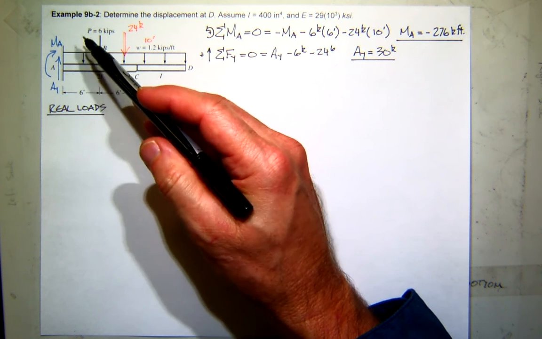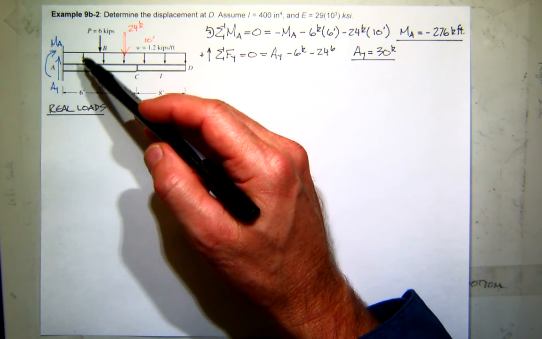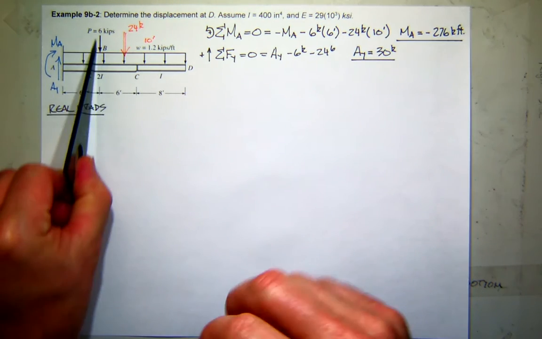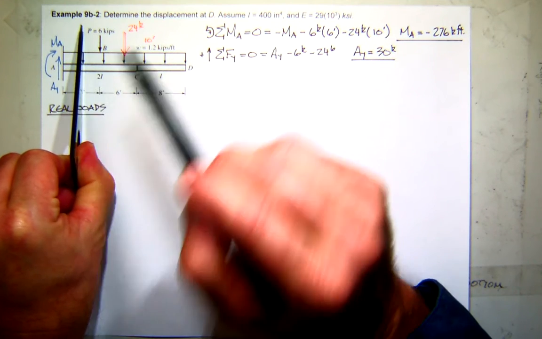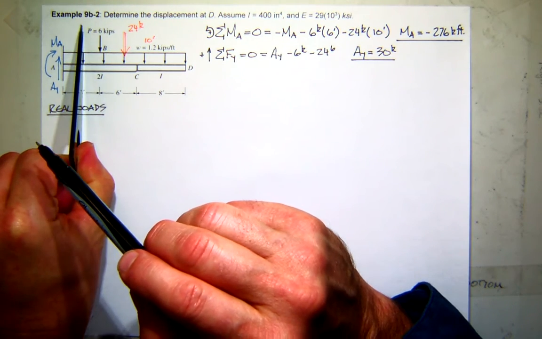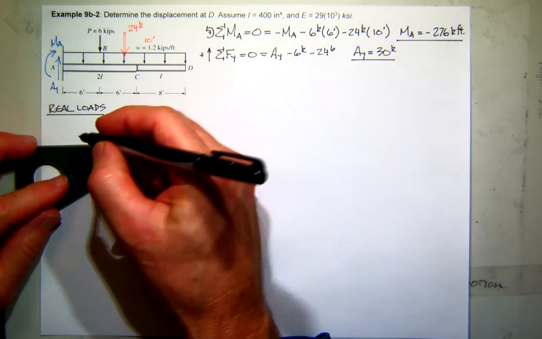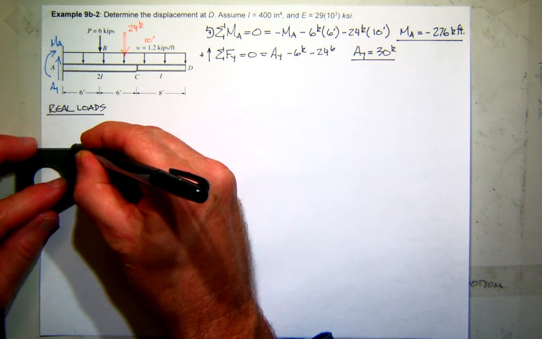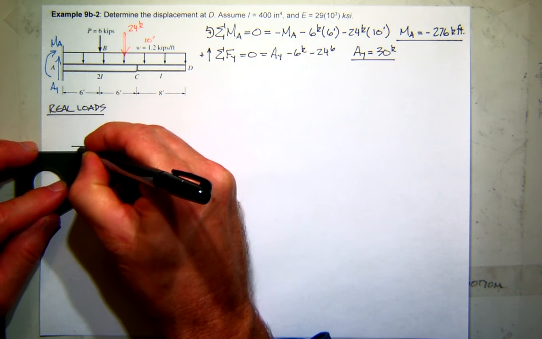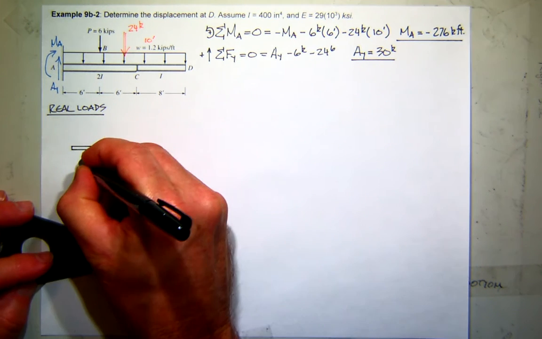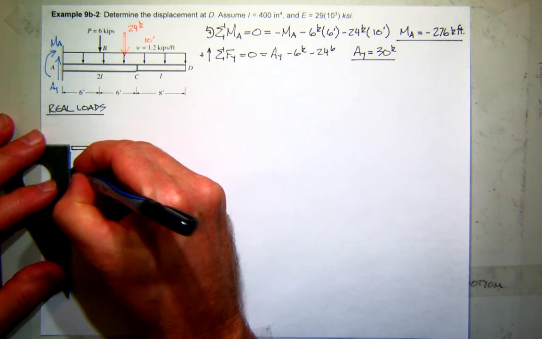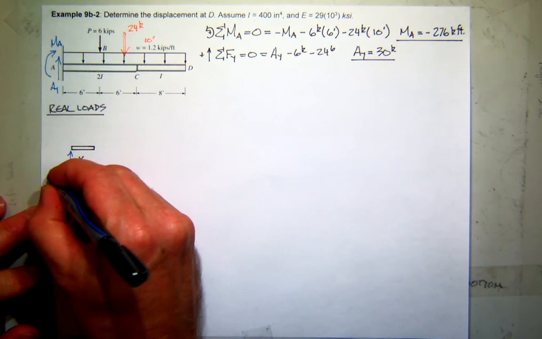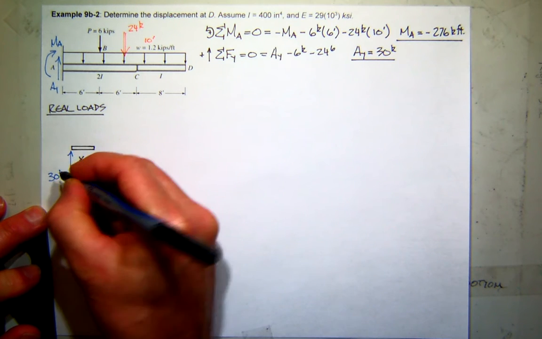So let's do that. If I cut the structure here, I think it's going to be easier to work the left side than the right side. So I'm going to draw the free body diagram for that. So here's the beam cut at a distance x. And I know on the right side I've got my reaction force of 30 kips.